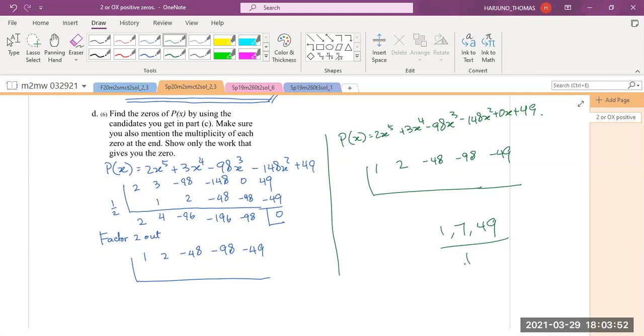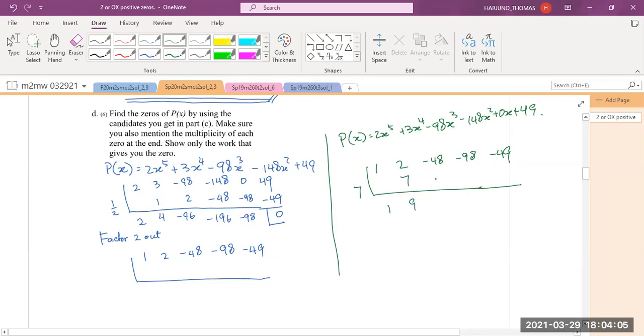Okay, either you try 1, but we tried 1 earlier, it doesn't work, right? So let's try 7. Okay, let's try 7. So 1, 7, 9, 63, is it 15? That's 105. That's 7. See, so 7 works.